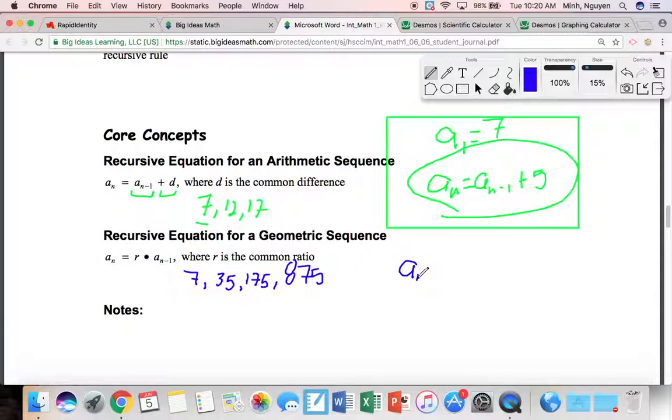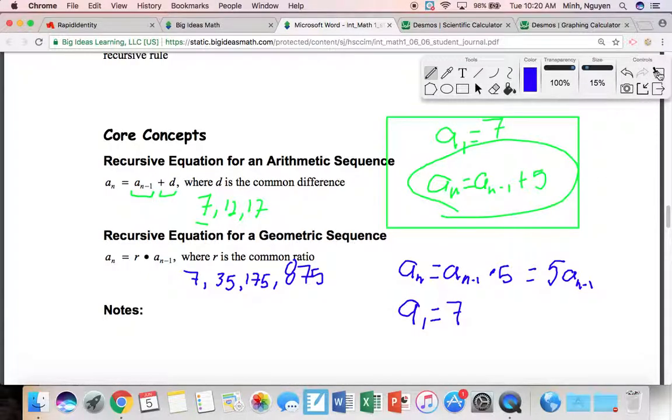So a_n is you take the last number. a_(n-1) means the number right before n, which is the very last number, times 5, or 5a_(n-1). Notice here that even though we start off at 7, we don't see 7 anywhere in the formula, or in the equation. So it's important for you to define it. This is called the base case, the starting point.